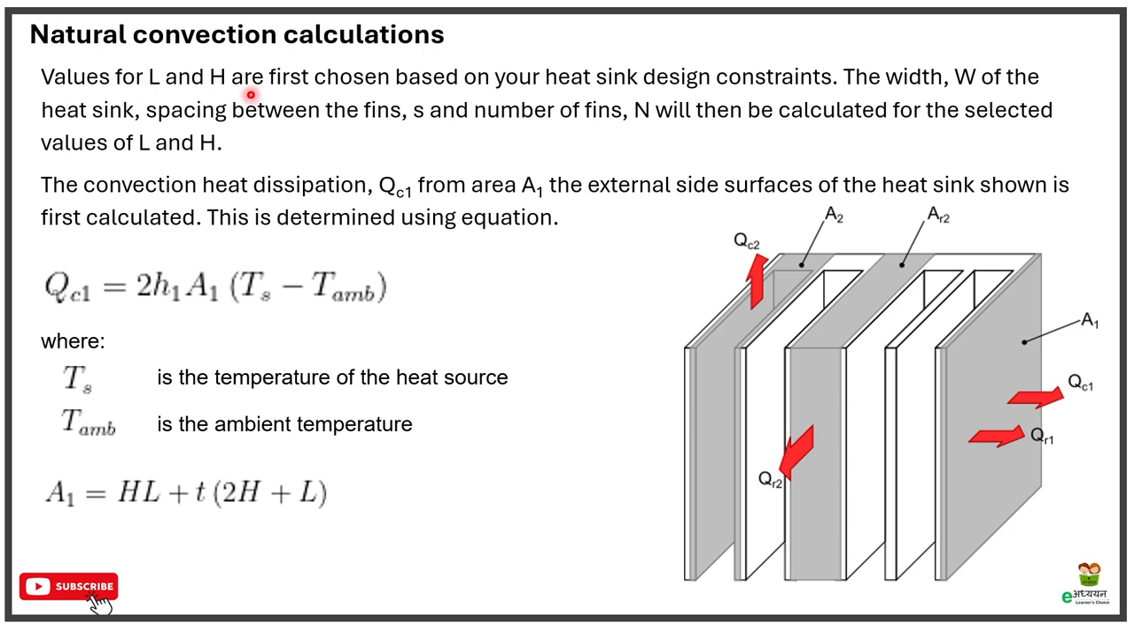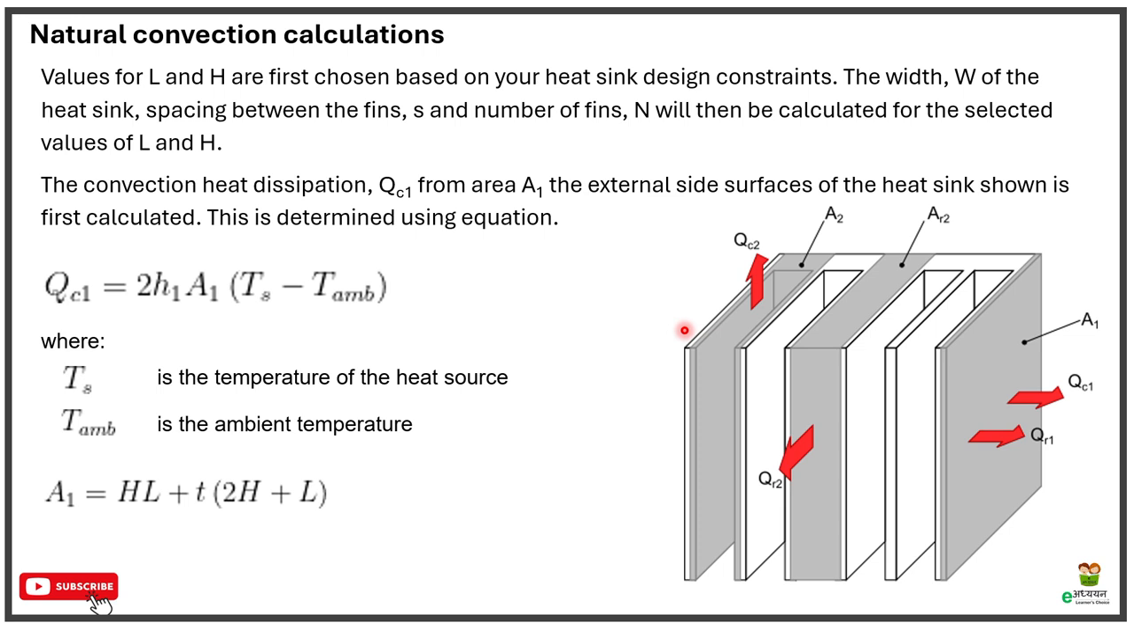The values for L and H are first chosen based on your heatsink design constraints. So this length and height of the heatsink can be selected based on your design constraints, so where it is going to be mounted and what will be the size of the heat source and the available space. The width W of the heatsink, the spacing between the fins S, and the number of fins M will be calculated for the selected values of L and H.